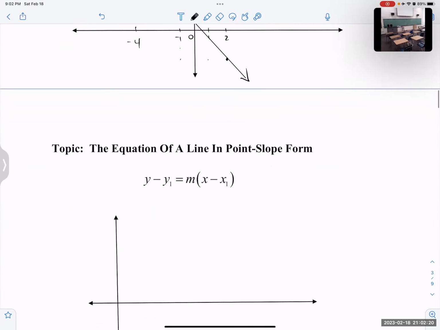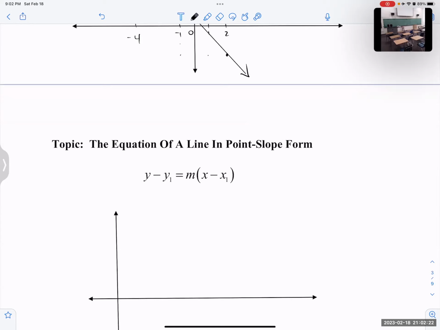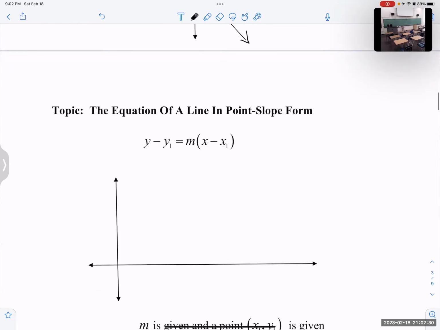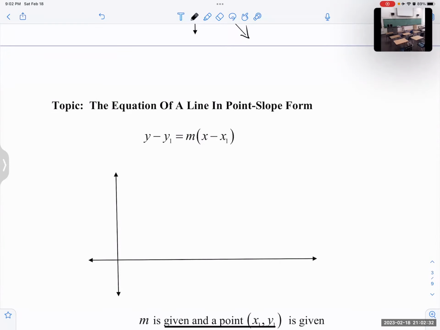The equation of a line in point slope form is y minus y1 equals the slope times x minus x1, which is derived in the following way. If we have an arbitrary line whose slope is given, so we know what that is, or we can compute it easily from a given graph.